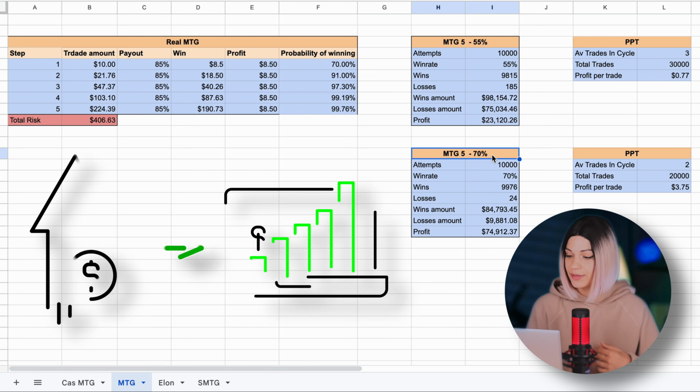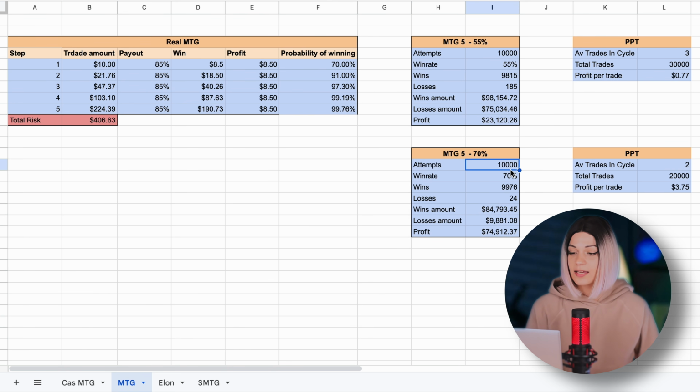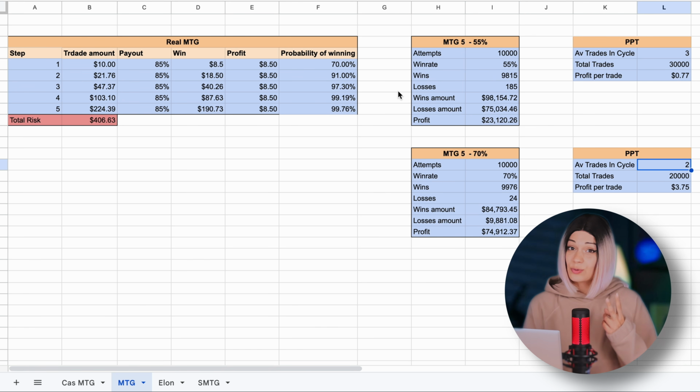For example, with a win rate of 70%, the probability of closing at least one deal out of 5 steps of Martingale is going to be 99.76%. So that means we're going to win 9,976. We're going to lose 24. The profit is going to be great, and each cycle is going to be 2 deals because, generally speaking, with 91% probability of winning, you are going to close the deal in black.